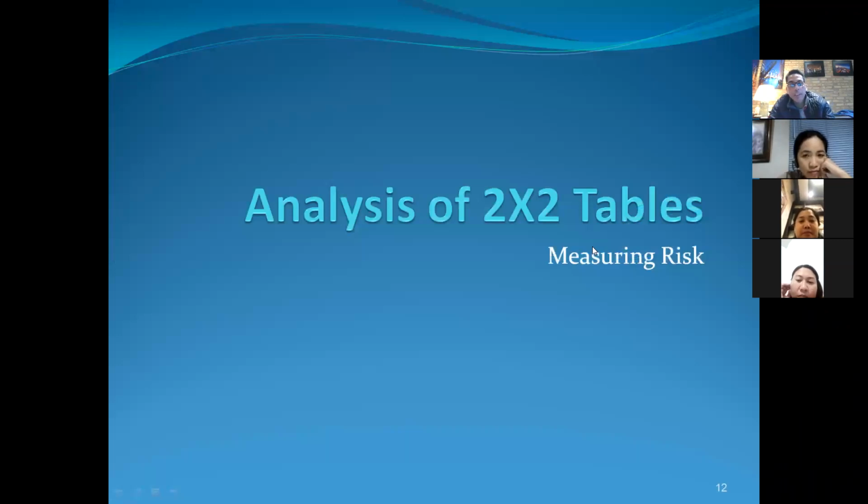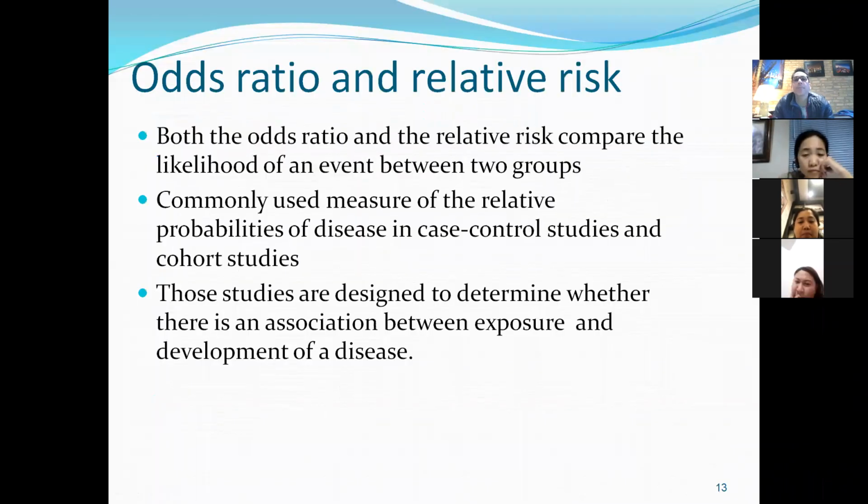So analysis of 2x2 tables, which is basically measurement of risk. This is all about odds ratio and relative risk. Both the odds ratio and the relative risk compare the likelihood of an event between two groups. There's a subtle difference between the two. It's a very specific rule on when to use odds ratio and relative risk. So let's decipher this.